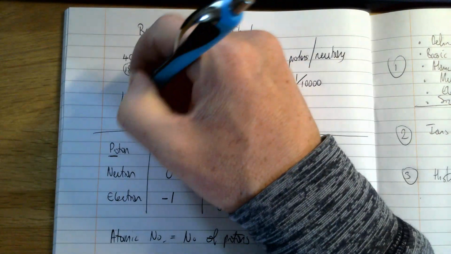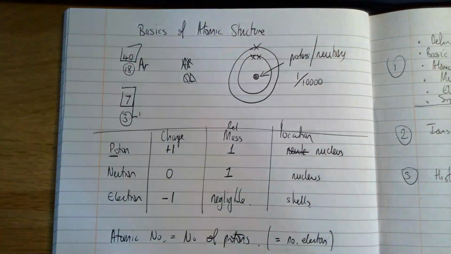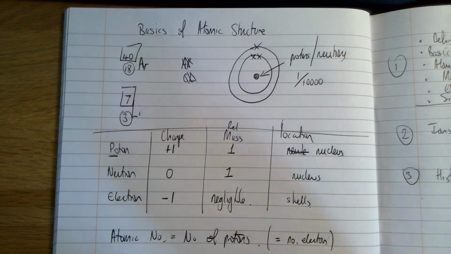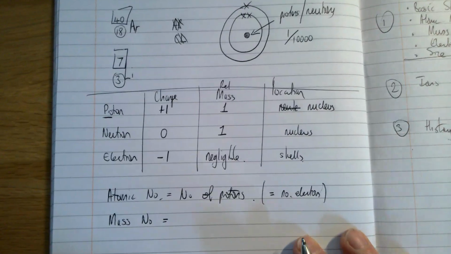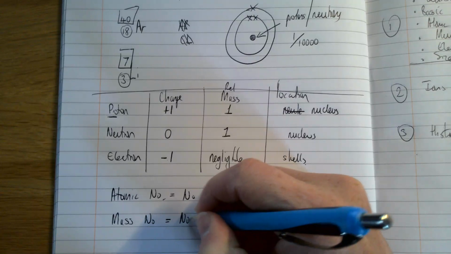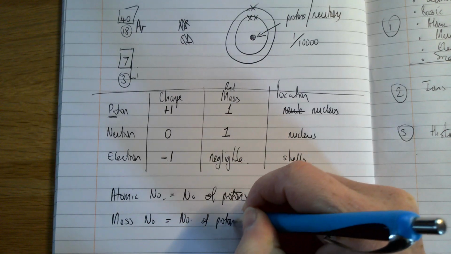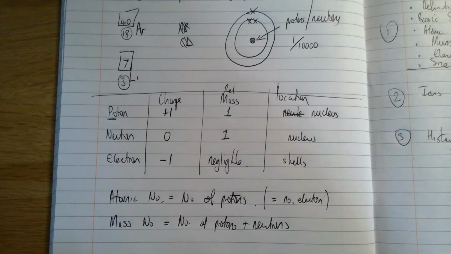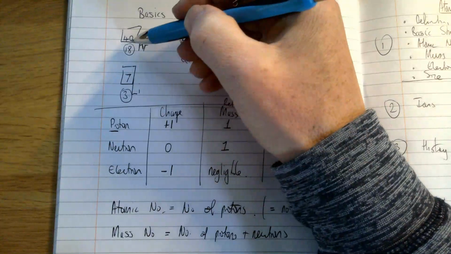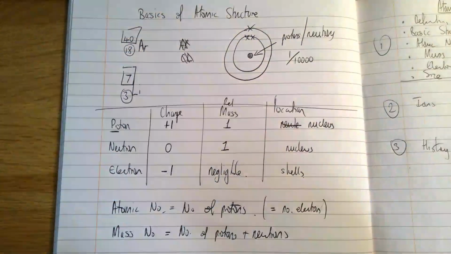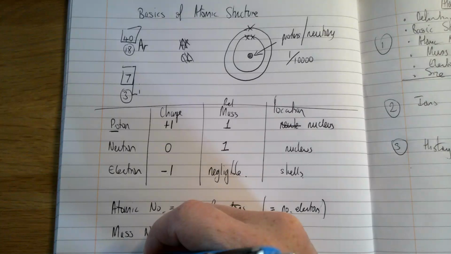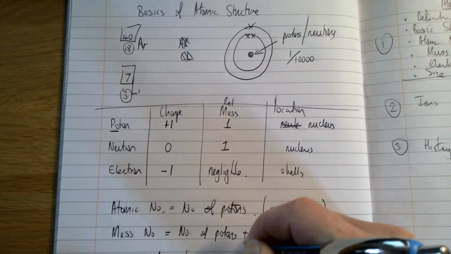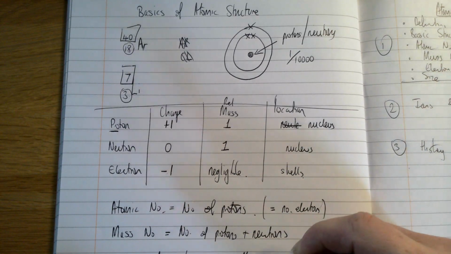The bigger number, I put a box around here, is what we call the mass number. And this comes up quite a lot in past papers: definition of atomic number, definition of mass number. The mass number is simply defined as number of protons plus neutrons. And so if you've got a mass number of, say, 40, like we do up here, we can work out the number of neutrons by doing 40 take away 18. So the number of neutrons is equal to the mass number take away the atomic number.